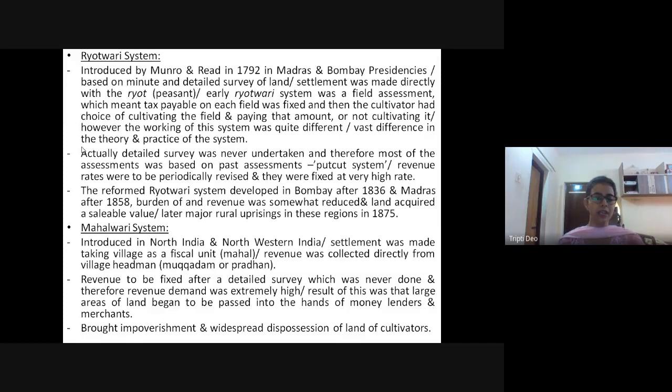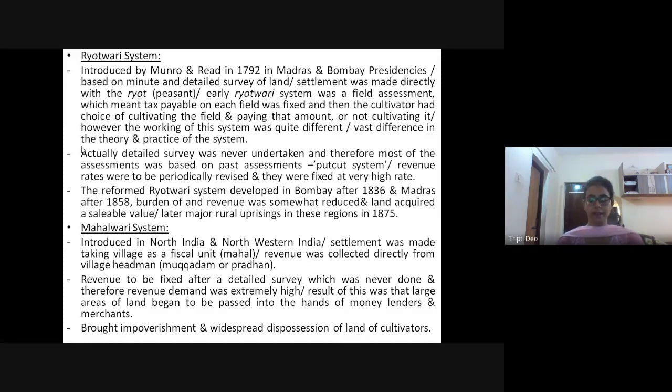It's given in detail how it changed also, the characteristic, the nature, the feature of Rayatwari system, it changed over a period of time and how it was very different, like the way Britishers wanted it in theory that it should be applied and how in practice, practical implementation jab uska hua, to wo us theory se bilkul match nahi karta tha. So actually, for example, detailed survey was never undertaken and therefore most of the assessment was based on past assessments. जो पहले assessments हो रही थी उसी के basis पे नए assessments, revenue assessments बनाए गए.